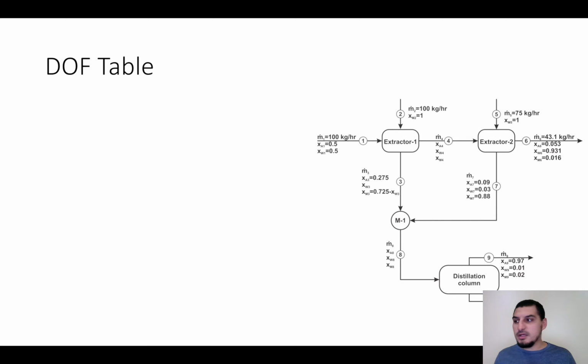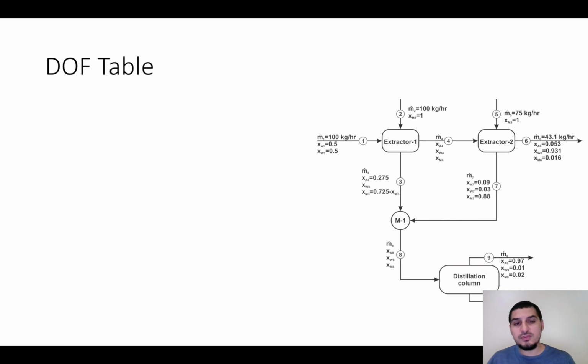So for the process that we see here, we have two extractors, extractor 1 and extractor 2. We have two feeds to the first extractor, and then we have one feed to the second extractor with the product from the first. And then we have two streams coming from the two extractors. They are mixed together and then fed to a distillation column. And we have some information that is already put on the flow sheet. So what we want to do now is calculate all the missing information.